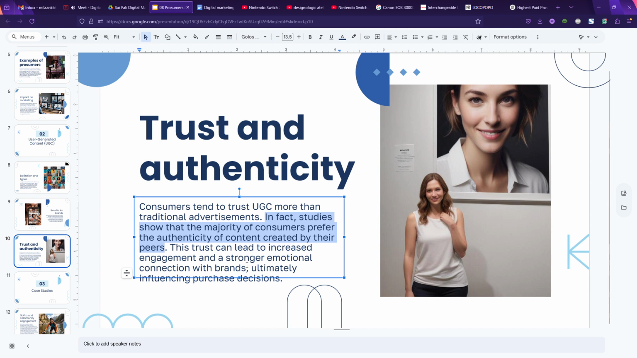So this trust can lead to increased engagement and a stronger emotional connection with the brands. For example, in class, there was a very good movie called Three Idiots. They show in the movie that there were three best friends, and in the exam, two of the guys got the lowest marks in the class. These two used to study, but even then, since they had a lot of fun in their hostel, they got the lowest marks in the class.